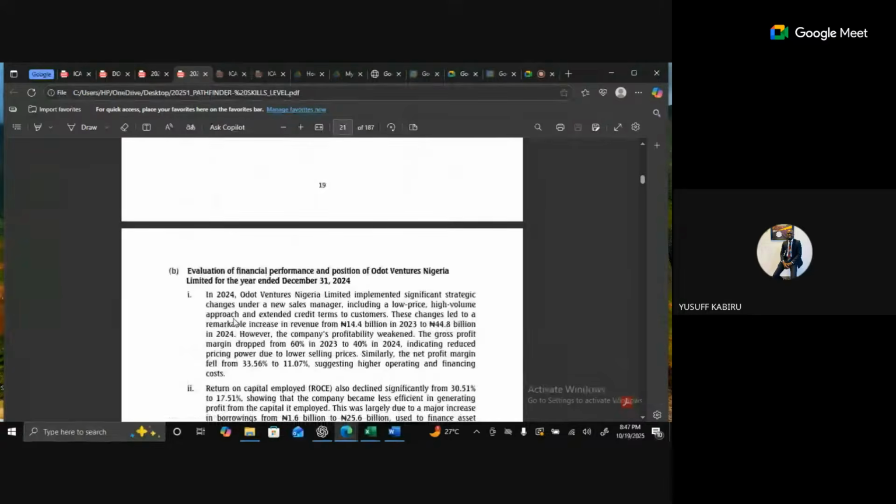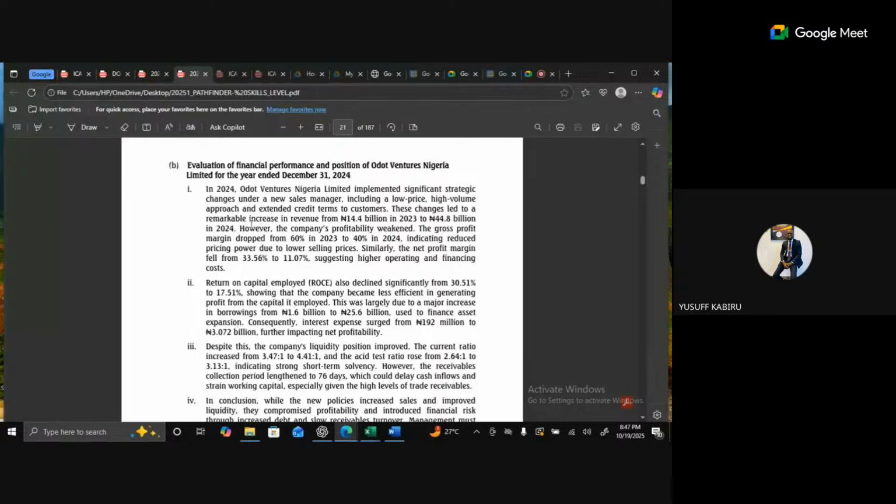So let's look at what they said here. They said in 2024, Odud Venture Limited implemented significant strategy changes under. So this one is more like you copying what they told you under their scenario. You're just bringing it down first. That is you linking your answer to the scenario you were given before you now link it to the figures you have on the face of the financials, right?